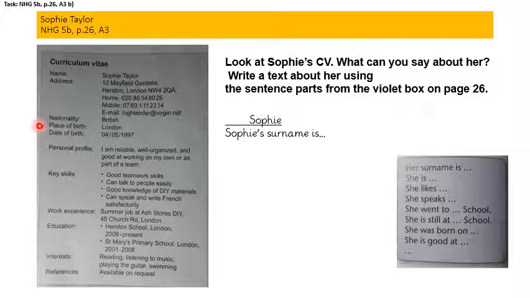Then you write a sentence like she is British, right? You don't need to use nationality. You can just write she's British, and instead of place of birth in the text you use she was born in London, and instead of date of birth you write she was born on April 5th, 1997, which probably is quite old for you. So you see, you take the information and then you change it into sentences.